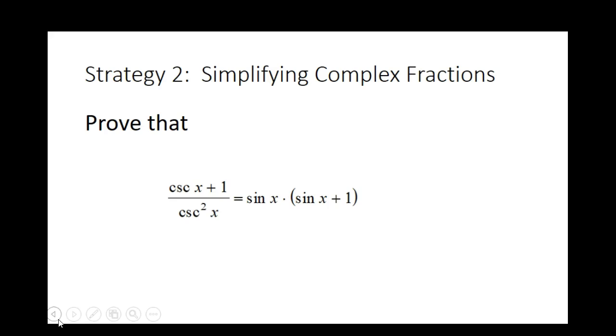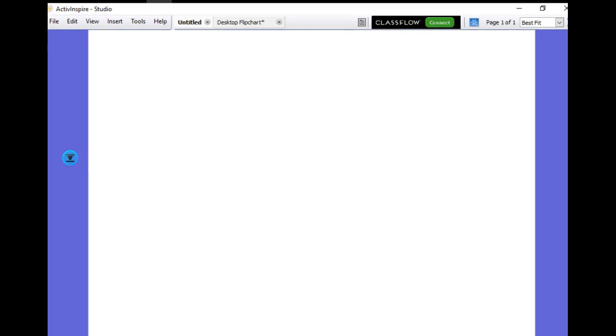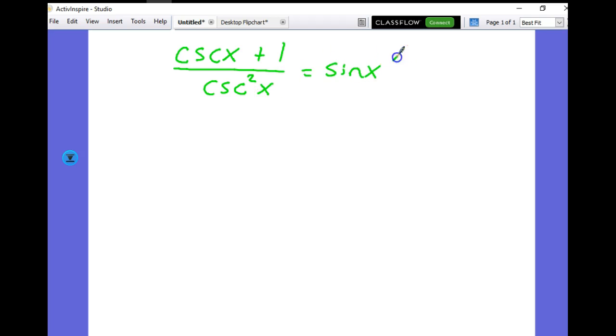Write down this one, please. Okay, I'm going to switch slides here so I can have a little bit more room. Let me know if I'm not writing this right. Is that it? Yes. All right.